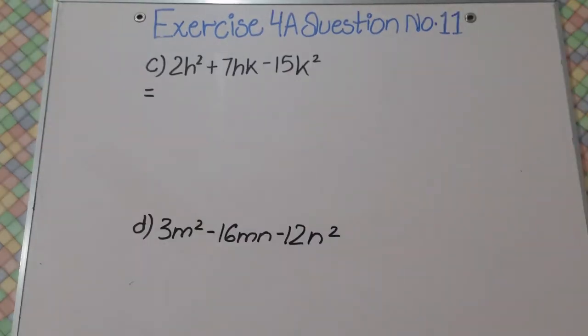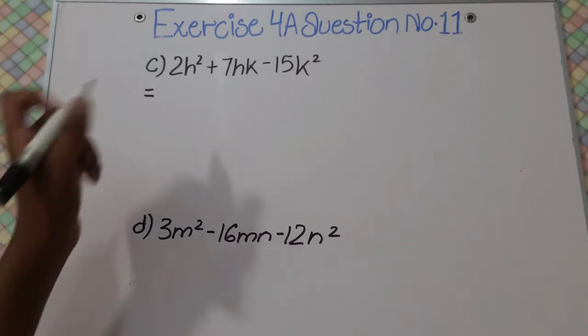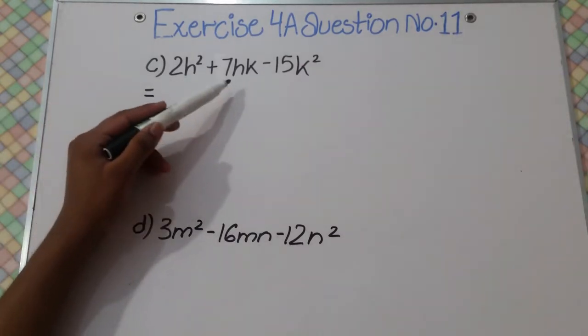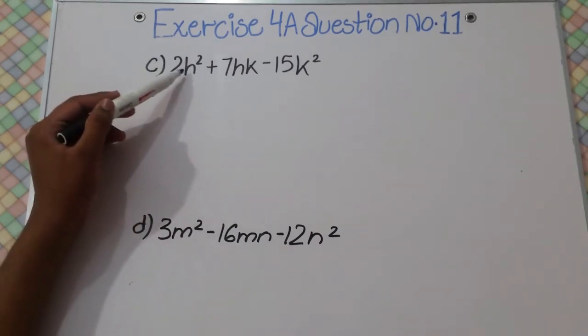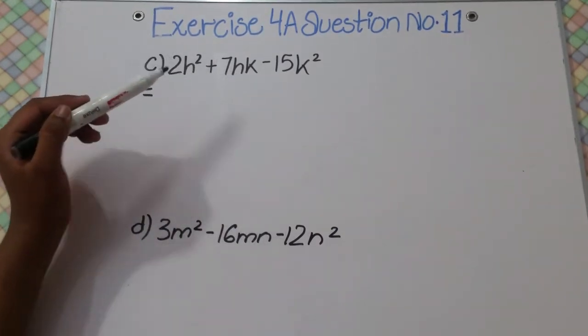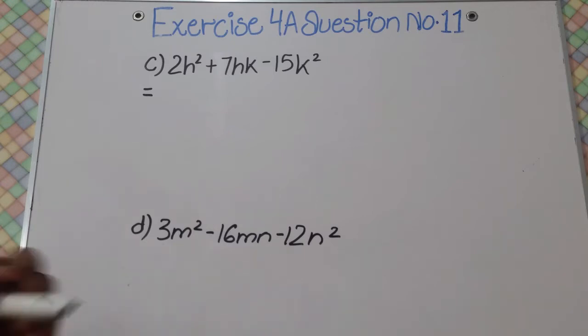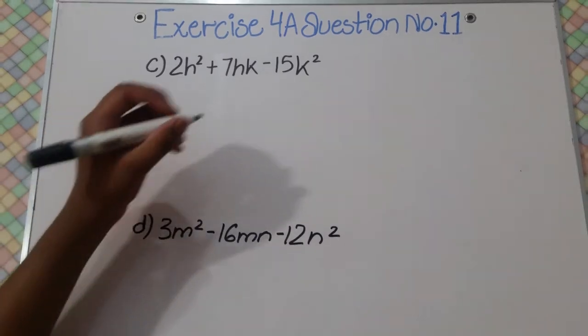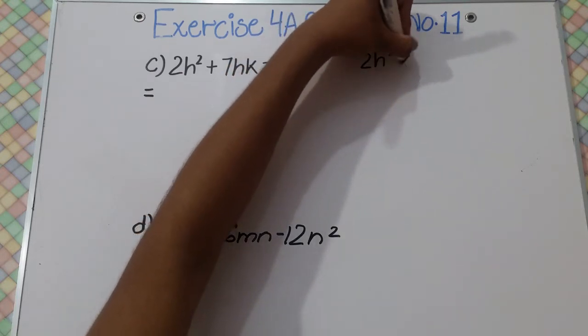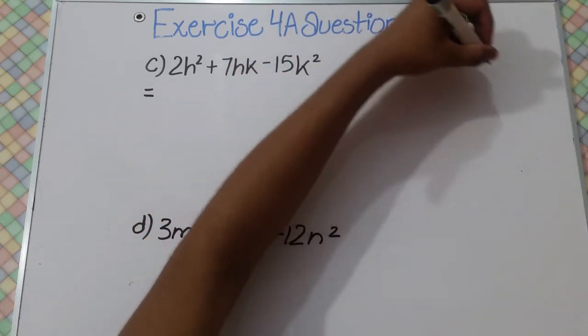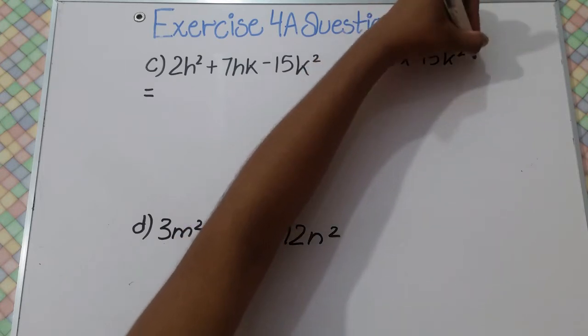Right now I have written part C and part D. First let's solve part C. We need to first find the middle term of 7hk. If we multiply 2 with 15, the answer is 30, meaning 2h square multiplied by 15k square. So the answer is 30k square h square.